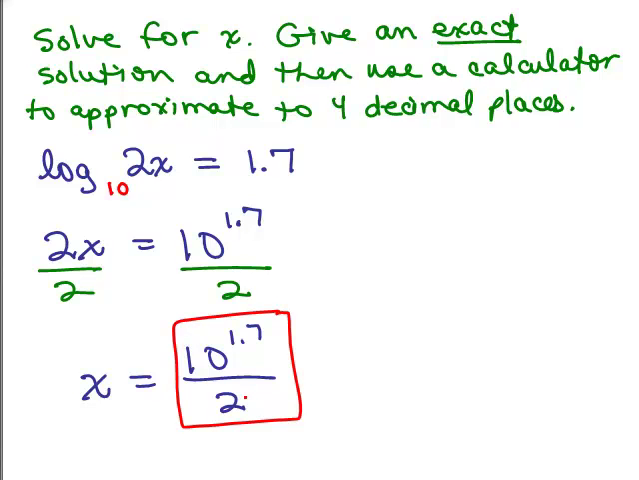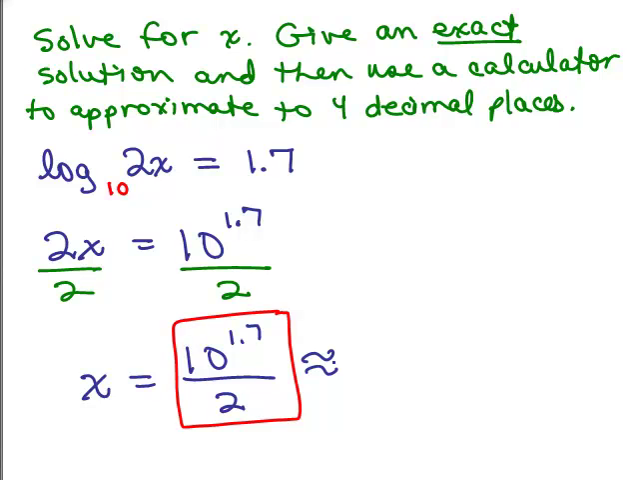All right, now, how could we approximate that? Go ahead and put 10 to the 1.7. Leave that in your calculator. Do not round it. Divide by 2 and then round it to 4 decimal places. So go ahead and try that. See what you get. Again, everybody's keystrokes are slightly different depending on what kind of calculator you have.